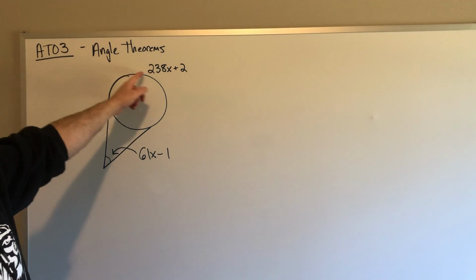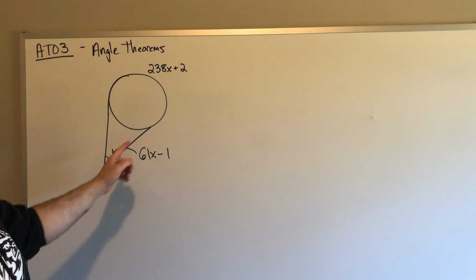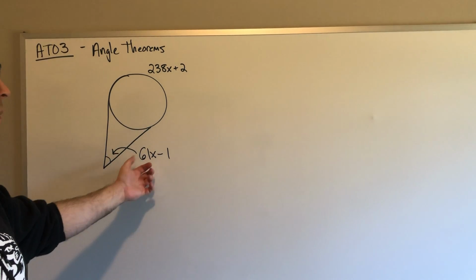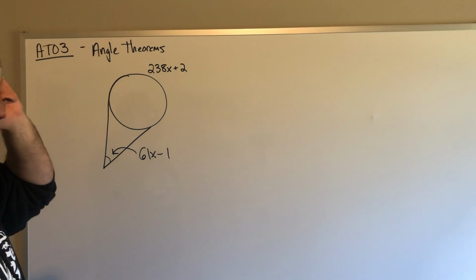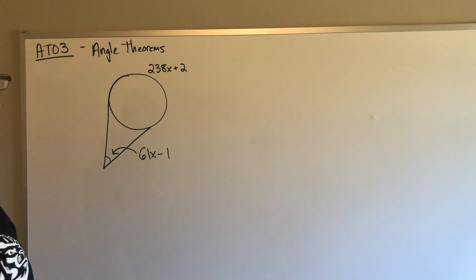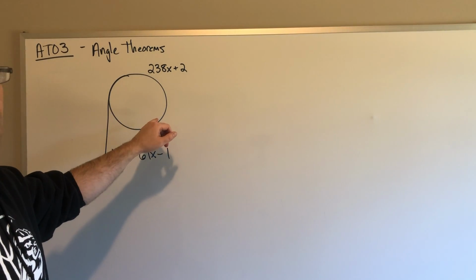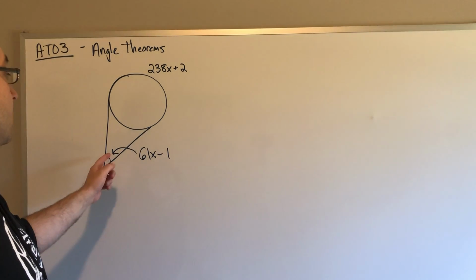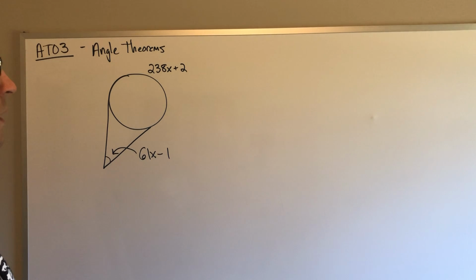All I know is that the major arc is 238x plus 2. I don't know what the minor arc is, and I know what the angle is, at least from an expression standpoint. So the idea is, how do I solve this for x? The only other piece of information I know is that the arcs together, when I add them, are 360 degrees. The formula, remember, is major arc minus the minor arc, divided by 2, and that'll give you the angle measurement that's here. So let's try to work this process out.